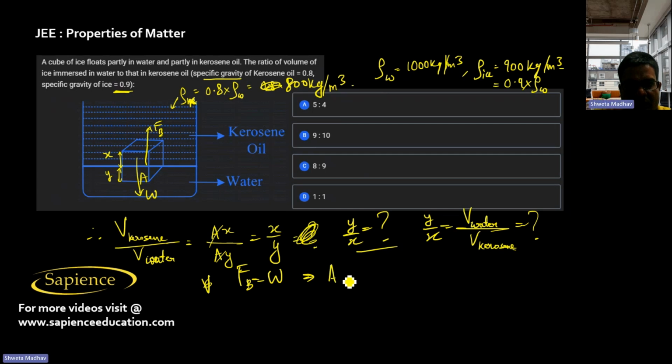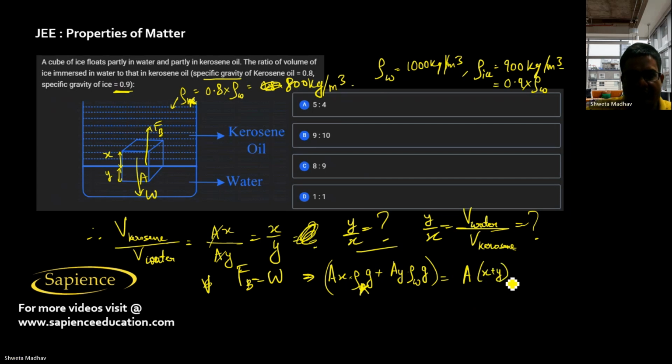So which is AX into density of kerosene into G plus AY into density of water into G. So this will be the net upthrust, that will be equal to the weight, which is area into X plus Y, the total height, into the density of ice into G. Simply it means the net upthrust will be same as the weight of the ice.